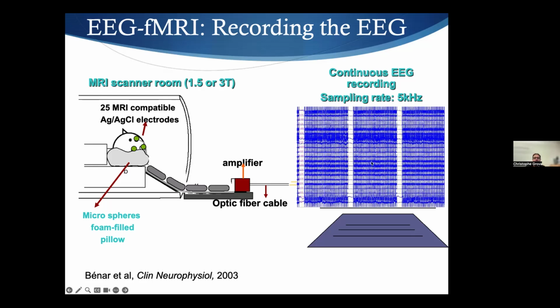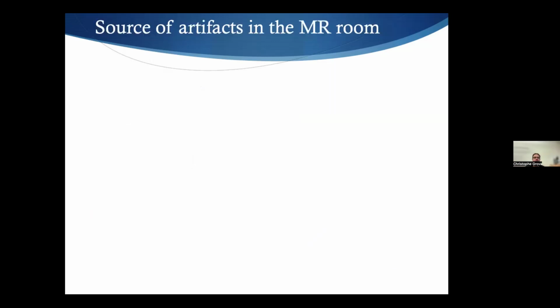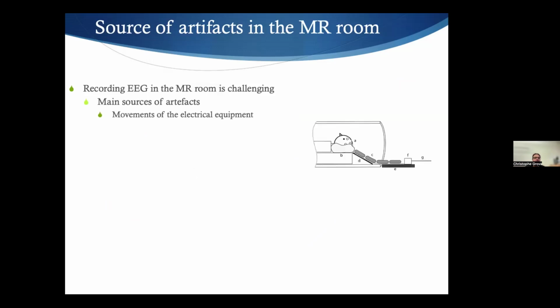Then we're going to review that because what you need is to denoise this EEG. So you come with an EEG that is of slightly better quality, and then you try to do something with your EEG. Depending on what you need to do, you have different approaches. So what are the sources of artifacts in the MRI room? It is challenging.